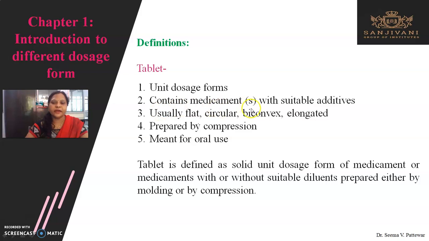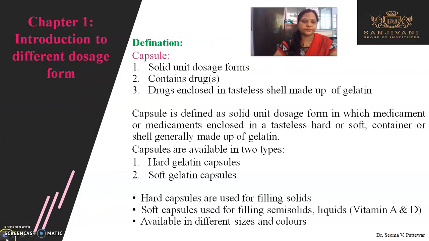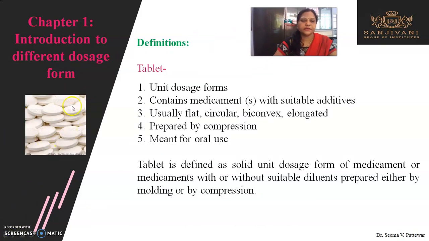It contains medicaments with suitable additives, usually flat, so this is the image of a tablet: flat, circular, biconvex, elongated. They are prepared by compression or by molding and meant for oral use. Definition: tablet is defined as solid unit dosage form of medicament or medicaments with or without suitable diluent, prepared either by molding or by compression.